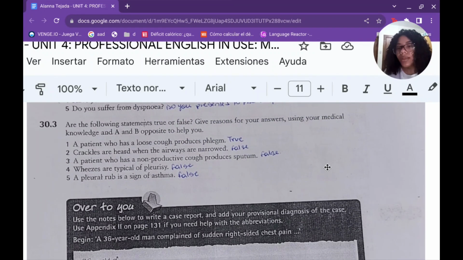30.3. Are the following statements true or false? Give reasons for your answers using your medical knowledge, and A and B opposite to help you. A patient who has a loose cough produces phlegm. True. Crackles are heard when the airways are narrowed. False. A patient who has a non-productive cough produces sputum. False. Sneezes are typical of pleurisy. False. A pleural rub is a sign of asthma. False.